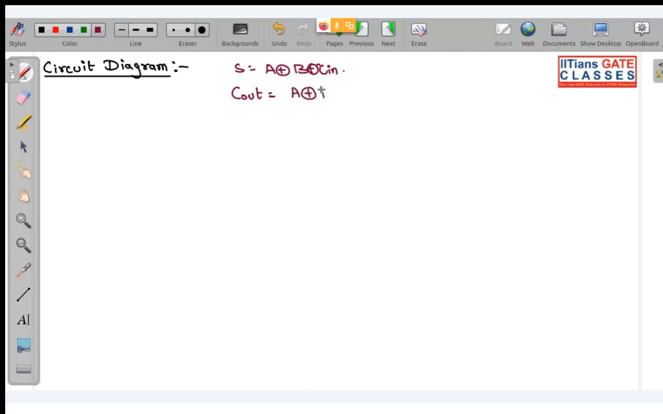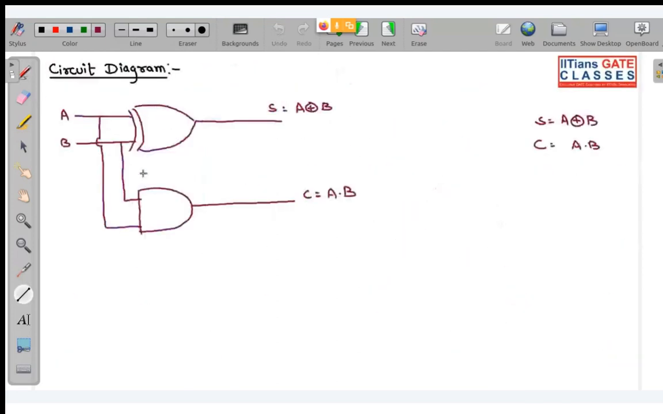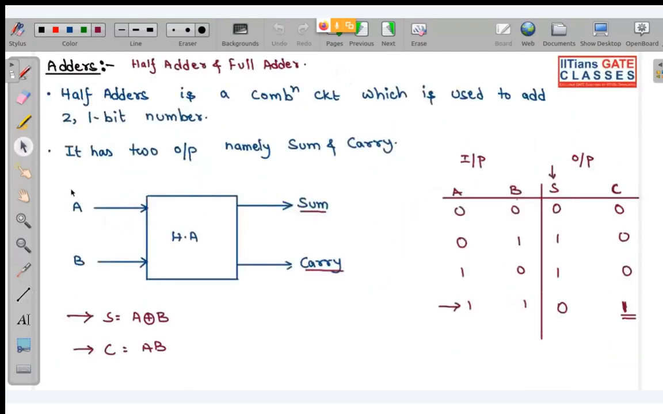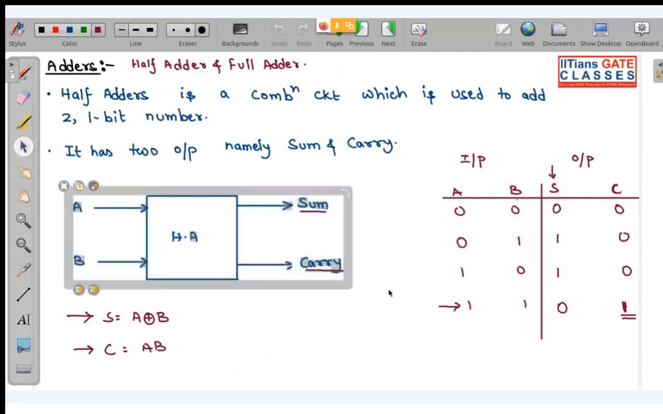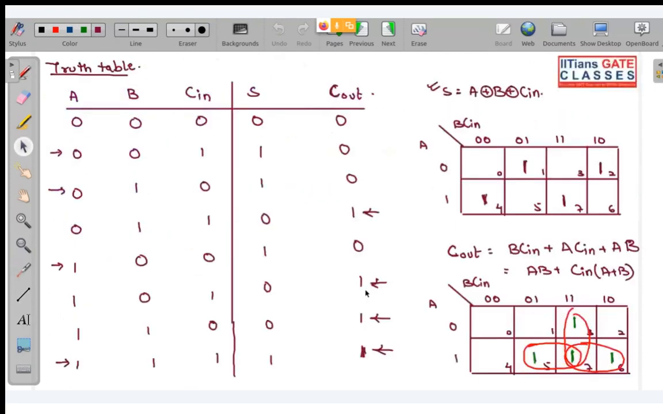And Cout we got as (A XOR B) Cin plus AB. Okay. So now we need to construct this. So we can construct it using two half adders. Look how.